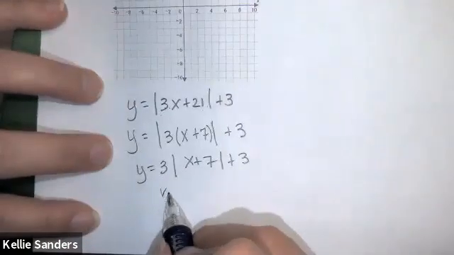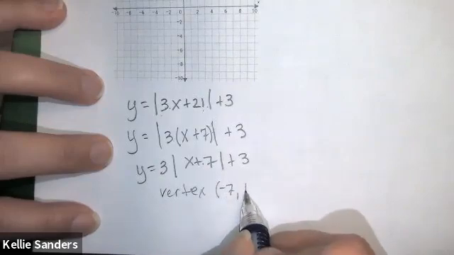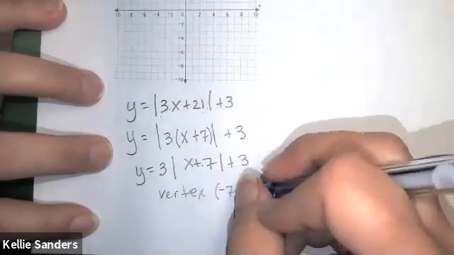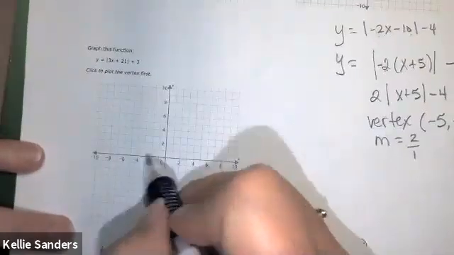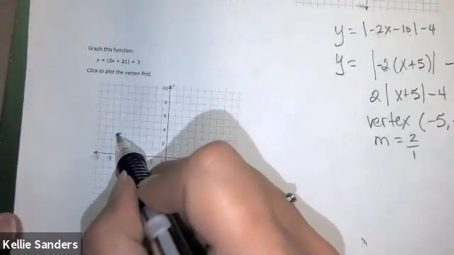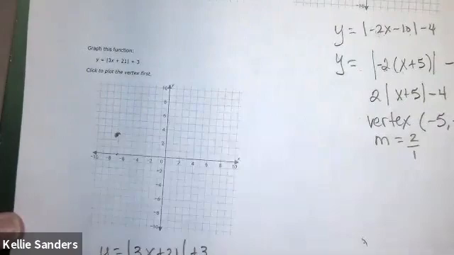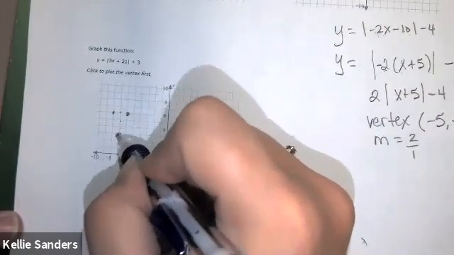So your vertex is at -7, +3, and your slope is 3 over 1. -7, +3, and your slope is 3 over 1. So from here, you're going to rise 3 and run 1, both ways.